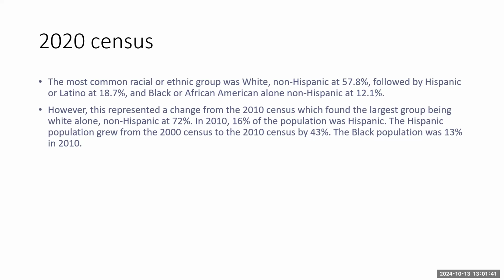So if we look at the 2010 census, white was 72%, right? So that was a larger majority than 57.8%, right? We dropped as whites, whereas as Hispanics, we increased. So in 2010, 16% of the population was Hispanic, whereas in 2020, 18.7, almost 20% of the population was Hispanic. So this has been a trend that we have been seeing, that the Hispanic population is growing while the white population is declining.